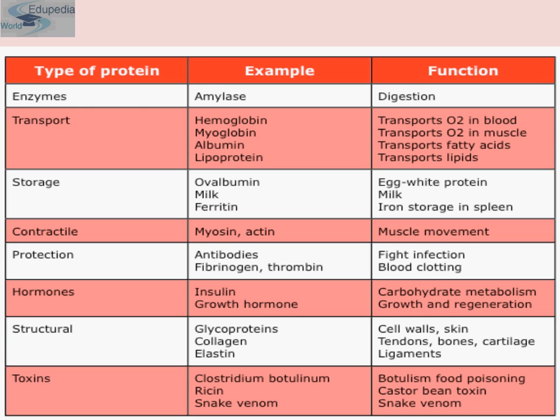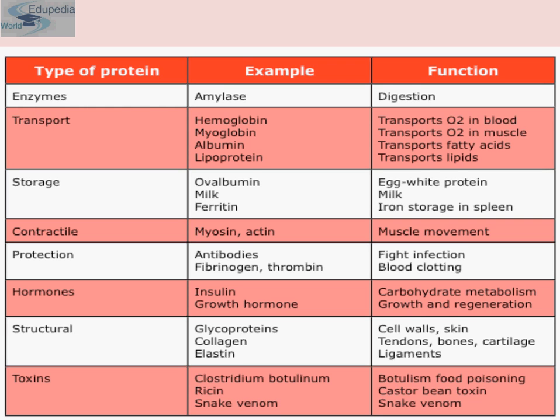Contractile proteins are myosin and actin, which help in muscle movement. The other category of protein is protection, such as antibodies. They help in fighting infection against antigens, and fibrinogen or thrombin help in the clotting of the blood.